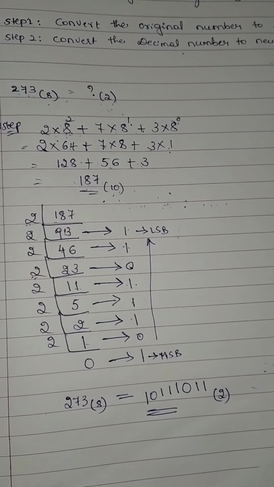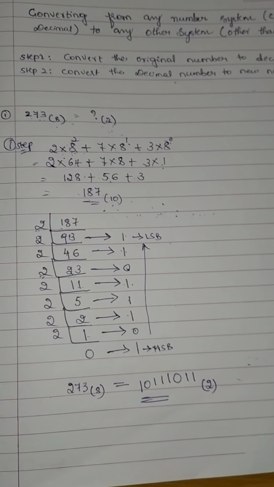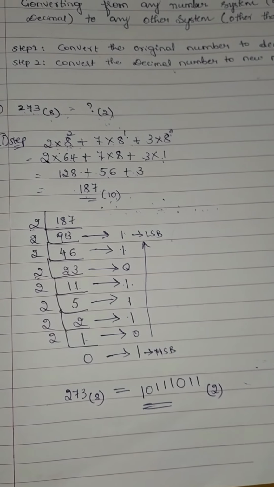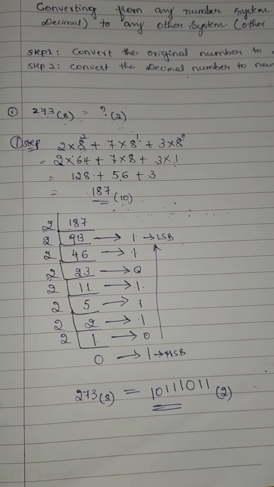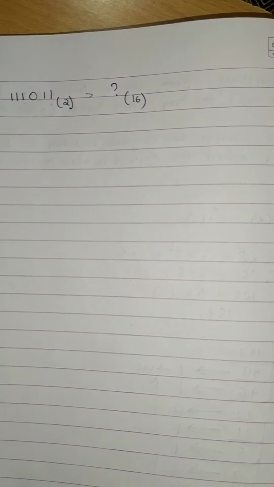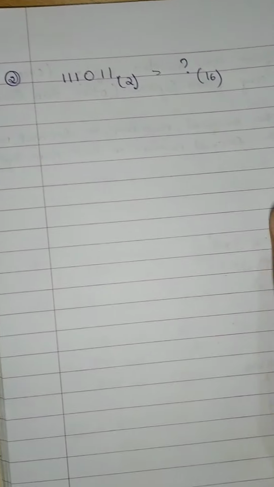In all the types, we need to convert the given or original number to decimal first, then follow the conversion of decimal to any other new number system. Okay, so these are the steps that you need to follow. So now we'll see another example. Now I want to convert the given binary number into the hexadecimal number system.